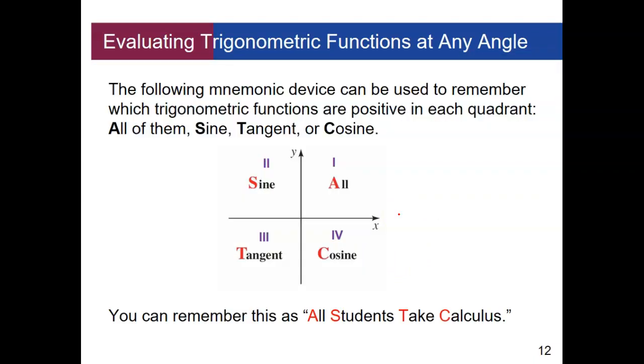We also talked about the little saying, all students take calculus. So all here, students for sine, take for tangent, and calculus for cosine. So you can see all the different places as far as remembering which ones are positive and which ones are negative. And like I said, this is review, so it's not like you haven't seen this before.